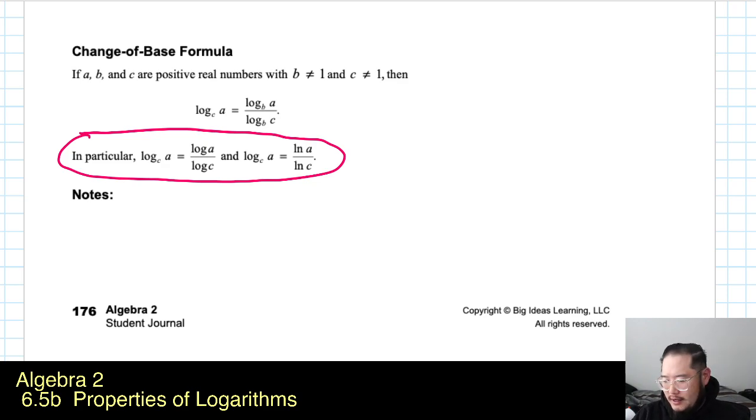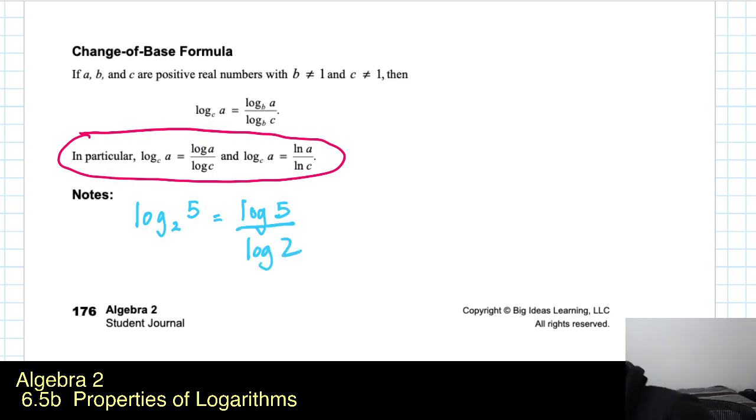Okay, well, what does that mean? Let me give you an example right here. If I have, let's say, log base 2 of 5, what that means is that I could go ahead and rewrite this as log 5 over log 2. And if you put log 5 over log 2 in your calculator, then you will be able to figure out what log base 2 of 5 actually is.